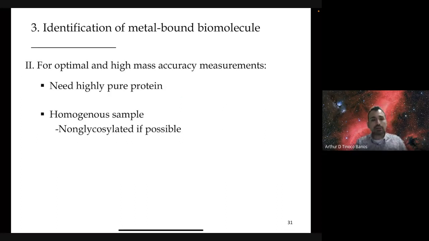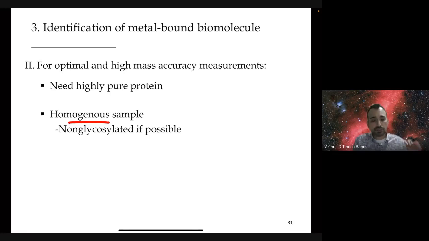Okay, so then here, as I'm mentioning to you about electrospray mass spectrometry, the field has evolved quite a bit. So for optimal and high mass accuracy, you need highly pure protein. That's always going to be the case. Also very importantly, it's not just that the protein is pure, but that it is homogeneous. What do I mean by homogeneous?